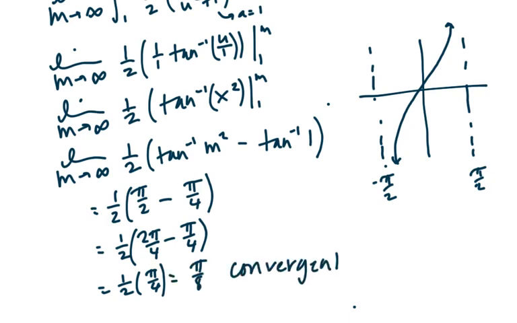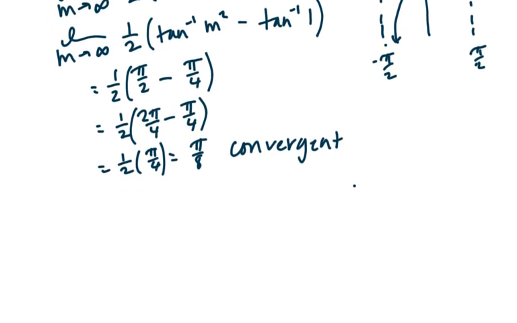Now we go all the way to the answer. Don't stop. So since the improper integral is convergent, therefore the sum from n equals 1 to infinity of n over n to the fourth plus 1 is convergent.